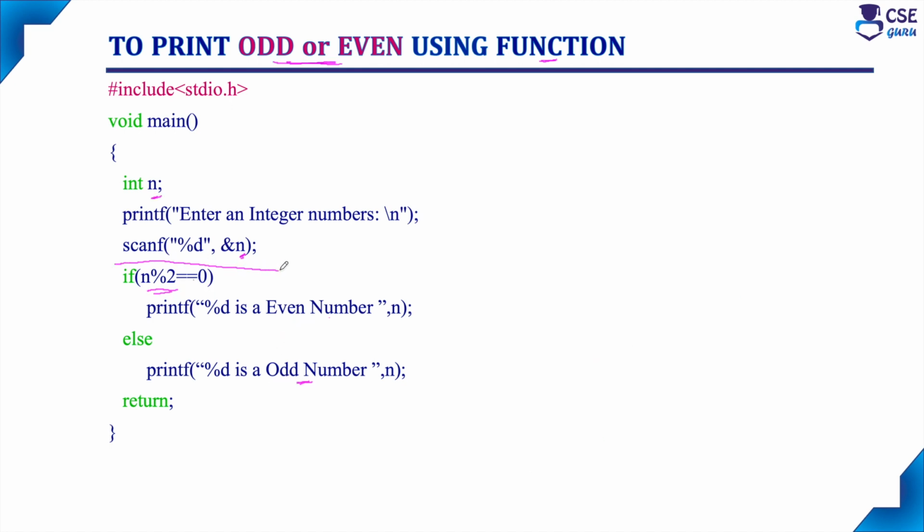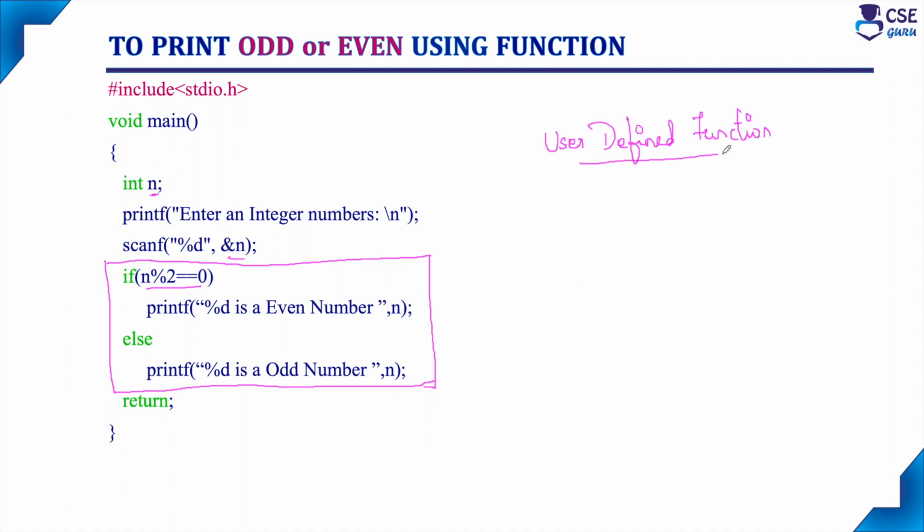This is the logic part, and we are going to implement this logic part as a user-defined function. We already know there are three elements in a user-defined function. One is function declaration or function prototype. Second one is function call. And third one is function definition.